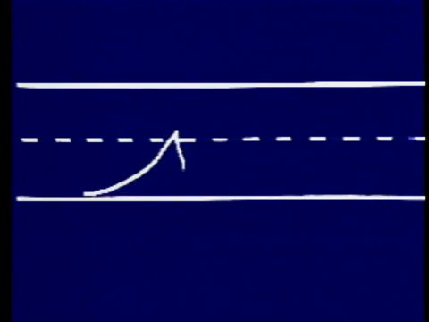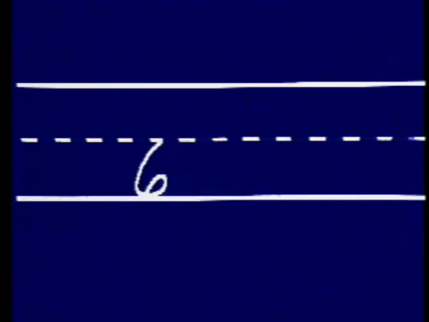Now let's look at the number 6. First the letter S, the letter I, and the letter X. Then we dot the I and cross the X to complete the number word 6. The number 6 begins at the midline and curves down to the baseline and makes a little vertical loop.